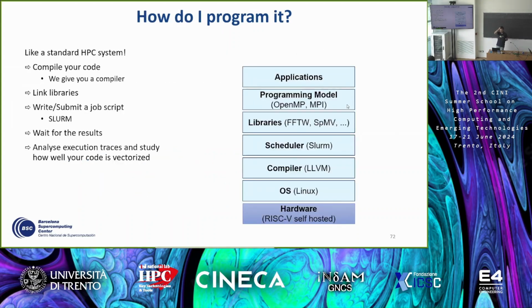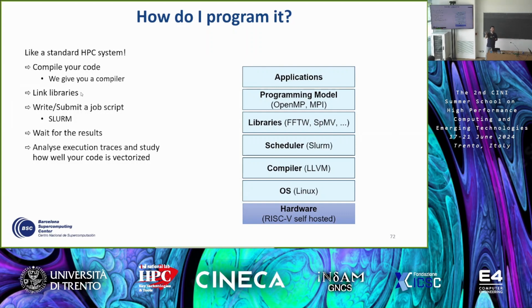I go back to how do we program it. Basically, as a standard system, as a standard cluster, as you are familiar today. So you compile your code. We have the compiler that is able to generate vector instructions. You don't need to put in intrinsics in principle. We have compilers supporting auto-vectorization. You link your libraries. Of course, if we are nice, we have libraries that are already vectorized, right?